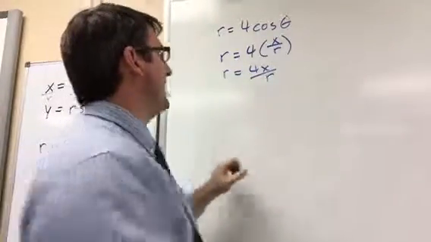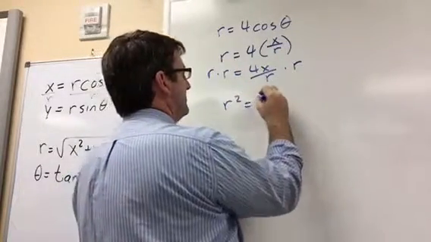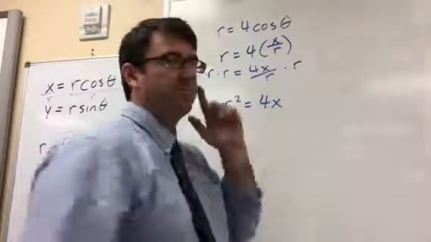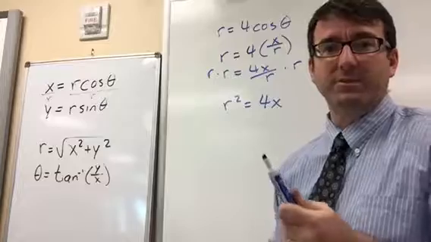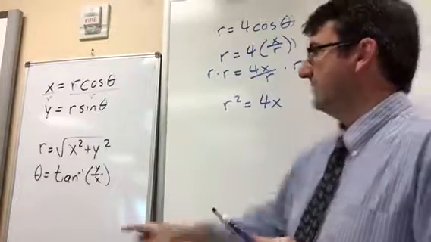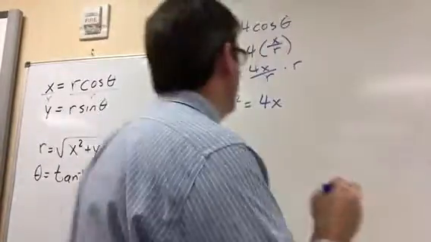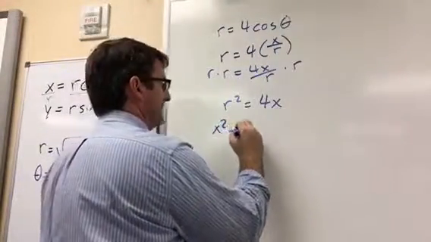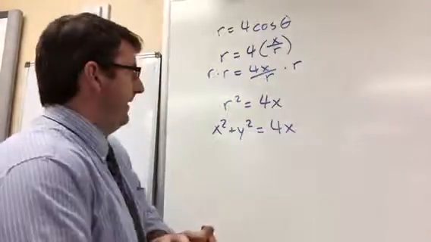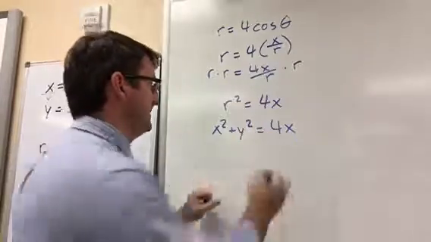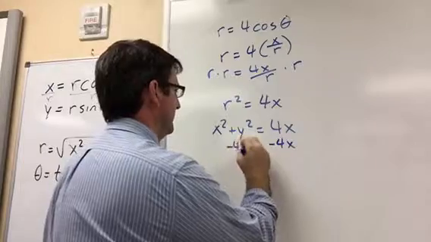And now let's get rid of that fraction by multiplying both sides by r. We get r squared equals 4x. Now we can replace this r with the square root of x squared plus y squared. So if r is the square root of x squared plus y squared, r squared is just going to be x squared plus y squared. Now let's subtract 4x from both sides.